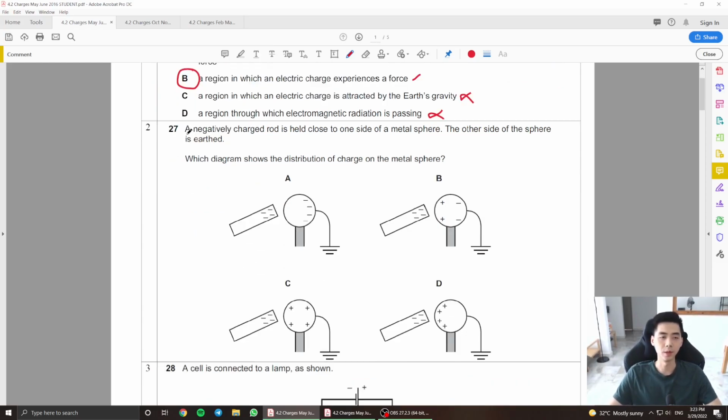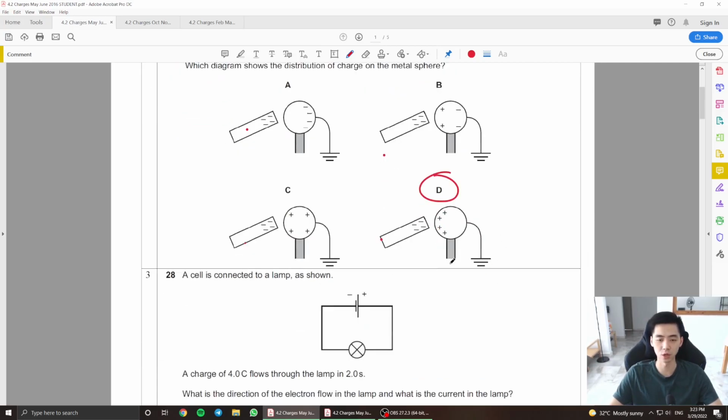So then, next question. A negatively charged rod is held close to one side of a metal sphere. The other side of the sphere is earthed. Which diagram shows the distribution of the charges of the metal sphere? You can see that all of them are negatively charged. With the earth wire here, what's going to happen is it will repel all the negative charges downwards. So looking at this, D is going to be the answer. It will attract the positive charges and repel the negative charges here.